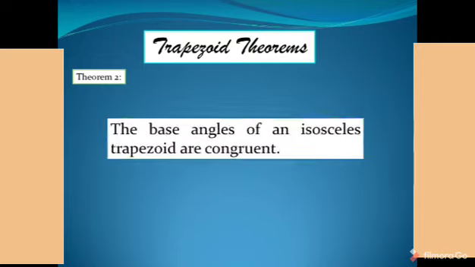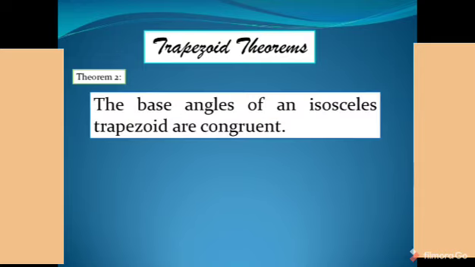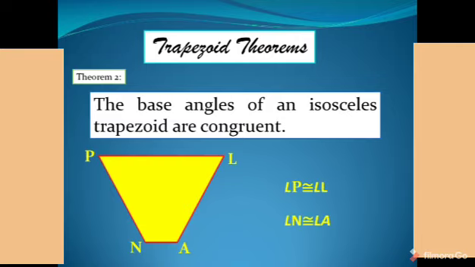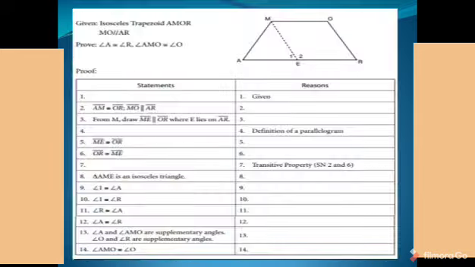For theorem number 2, the base angles of an isosceles trapezoid are congruent. So right there in our illustration, we have angle P and angle L, the base angles. Angle N and angle A are the base angles. Right there, it says that the base angles of an isosceles trapezoid are congruent. So therefore, you could say that angle P is congruent to angle L and angle N is congruent to angle A. Now, let us prove that one here.